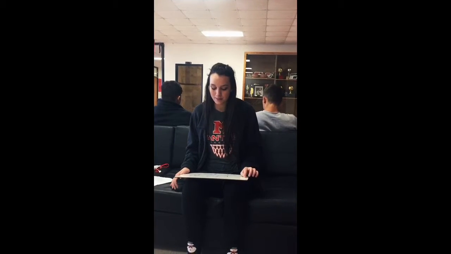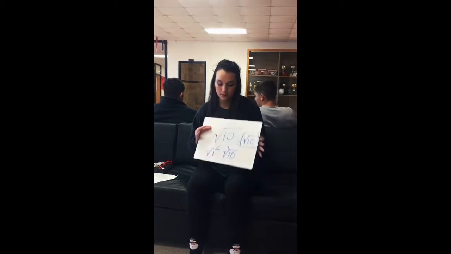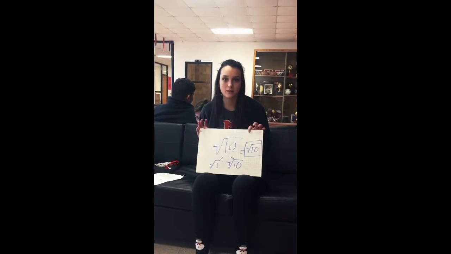If a radical cannot be divided evenly, then you just need to leave it as is. For example, the square root of 10 can only be divided into the square root of 1 and the square root of 10, so it would just stay square root of 10.